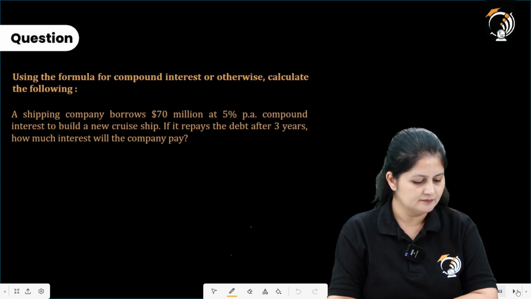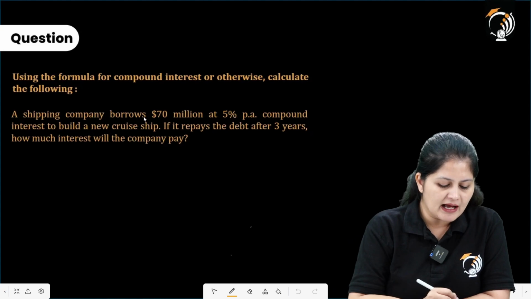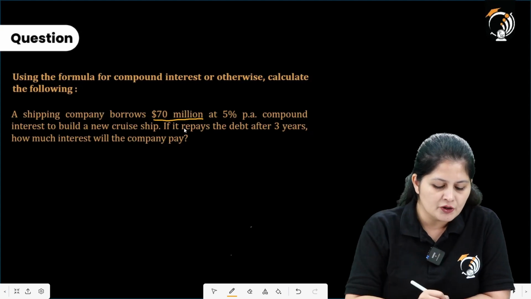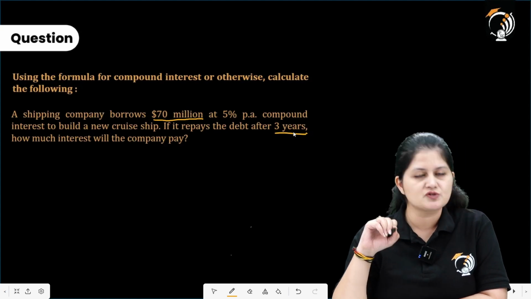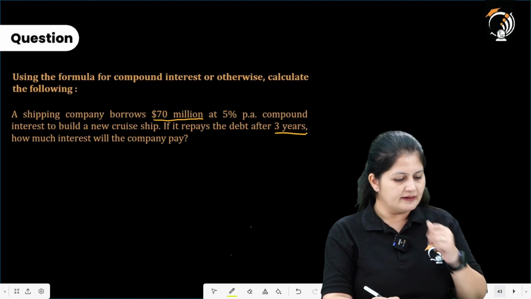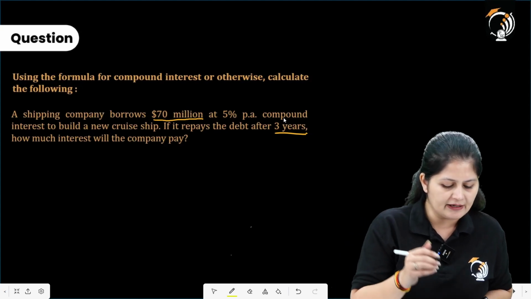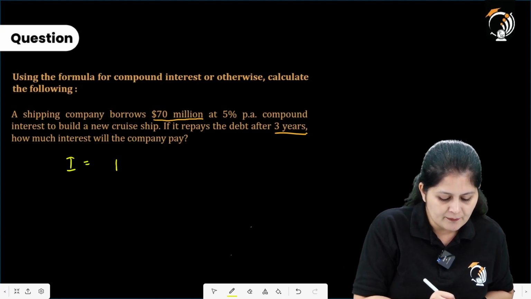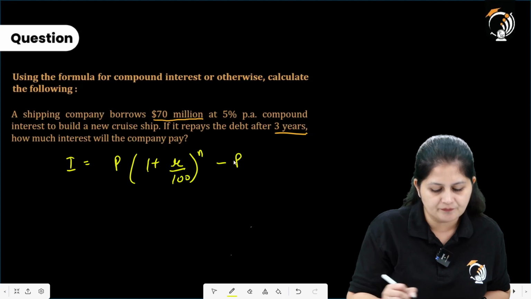Let's have a question here, which says: using the formula for compound interest or otherwise, calculate the following. A shipping company borrows $70 million at 5% per annum compound interest to build a new cruise ship. If it repays the debt after 3 years, how much interest will the company pay? So here, as mentioned in the question, we need to calculate the compound interest, compounded annually. So if we need to find the interest, it is going to be P times 1 plus R over 100 raised to the power n, minus P.